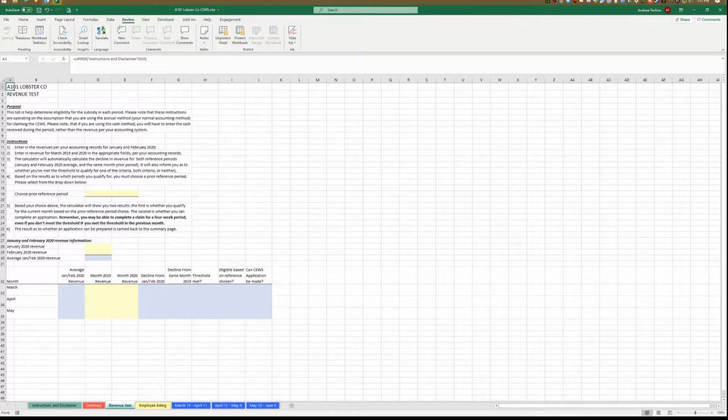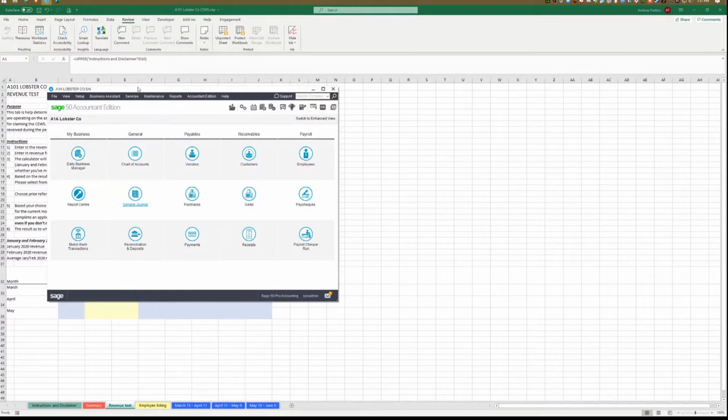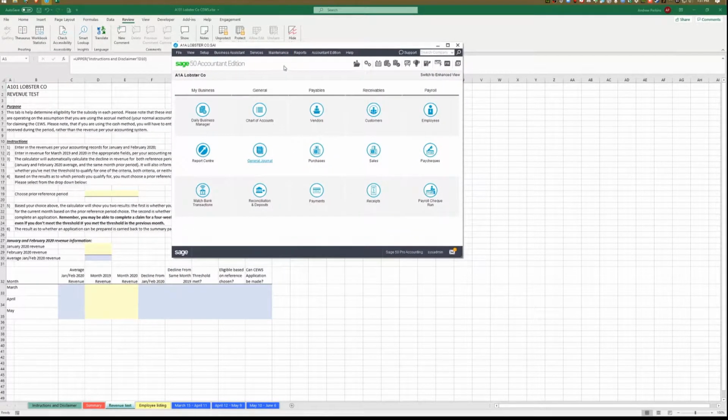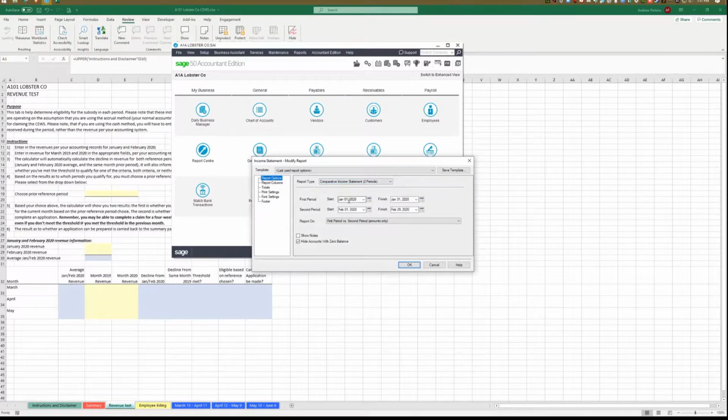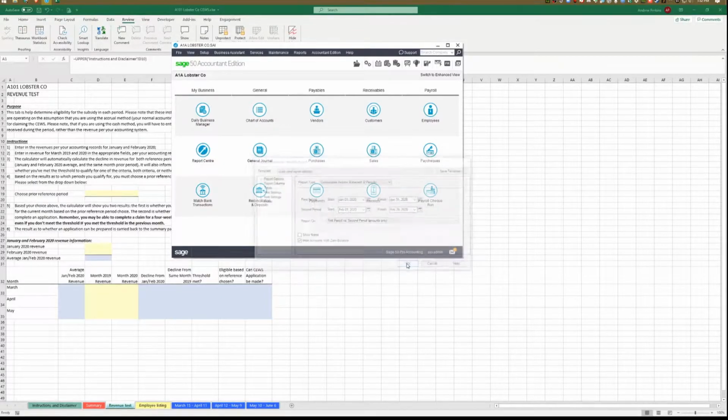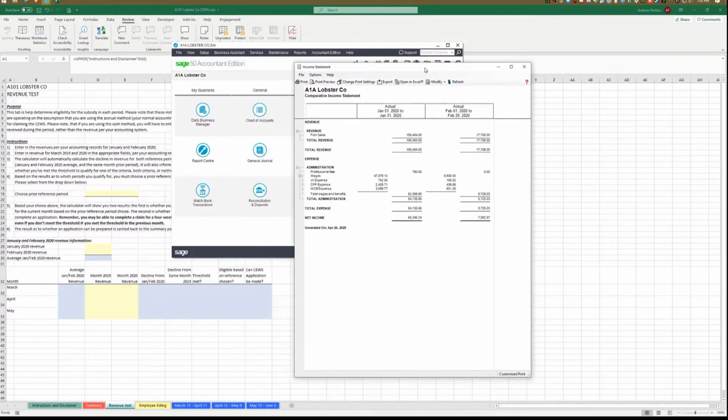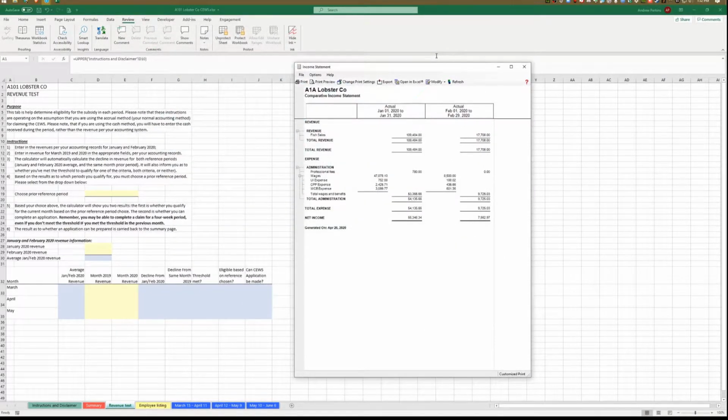So now we'll hop right into this and start completing the calculator. The first thing you're going to want to do is pull up your accounting software and take a look at your financial statements for the periods in question. What we're going to want to enter first is our January and February 2020 sales. So here in Sage 50, I'm just going to be using a comparative income statement so I can pull up both periods at the same time, January 1st to January 31st and February 1st to February 29th. I'm going to hit OK. And there we can see our sales for those 2 months.